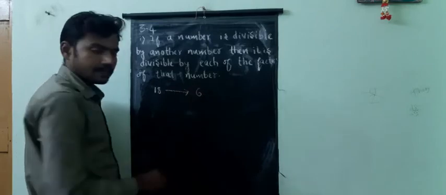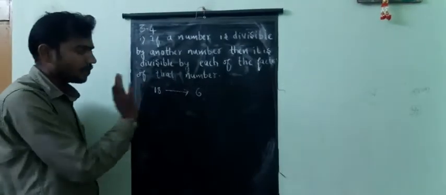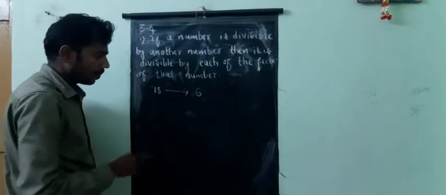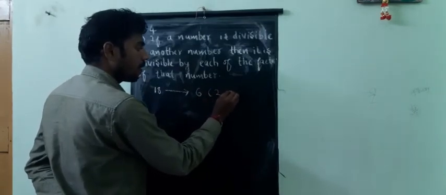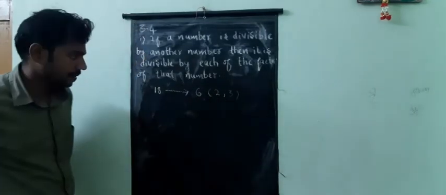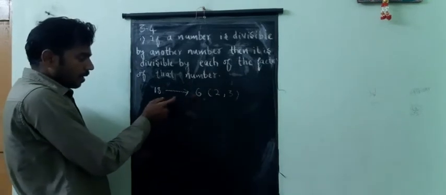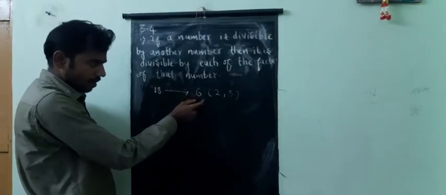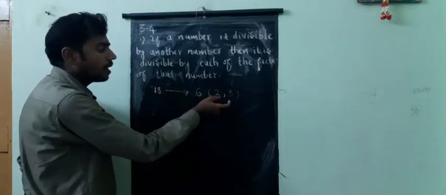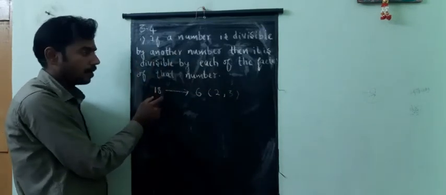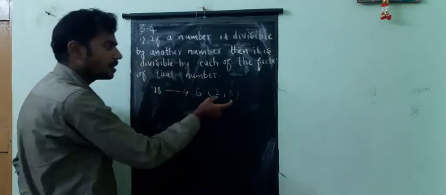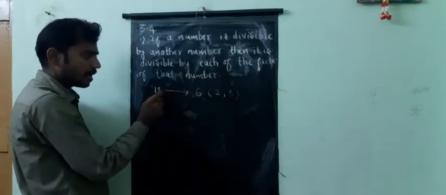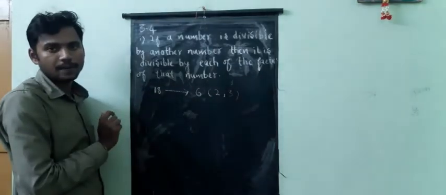18 is divisible by 6. So 6 divides 18 completely, then I'll say 6 is a factor of 18. What are the factors of 6? 1, 2, 3 are the factors of 6. If a number is divisible by another number, then its factors will also divide the given number. Means 6 divides 18, and the factors of 6, 2 divides 18 exactly and 3 divides 18 exactly.